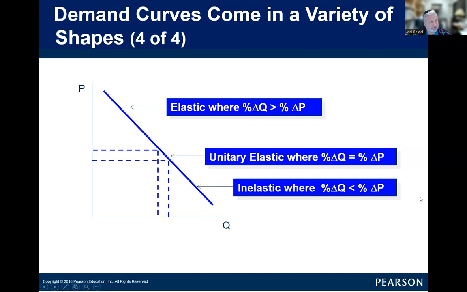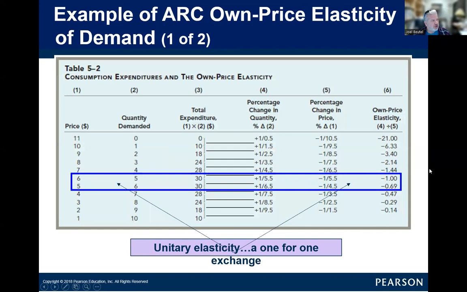You'll give up more. So if we look at this table, we can notice where unit elasticity exists. And what unit elasticity really means is that there's just a change 1 for 1. So if price goes down 1%, then you're going to buy 1% more. If price goes up 1%, you're going to buy 1% less.